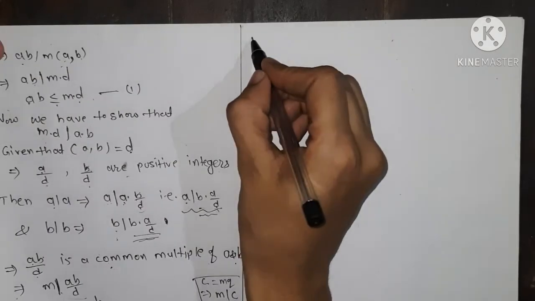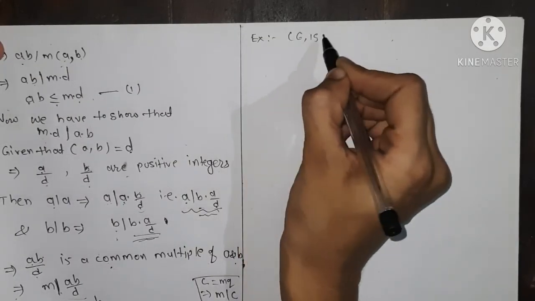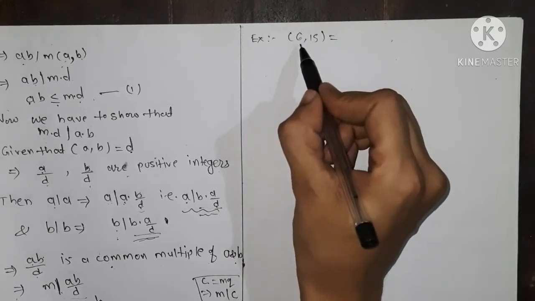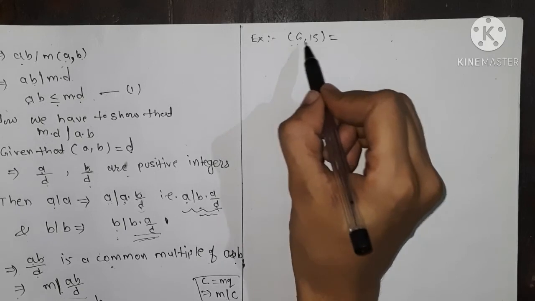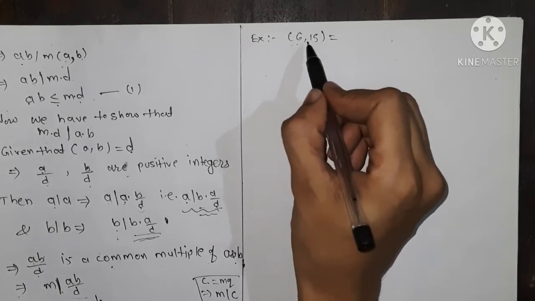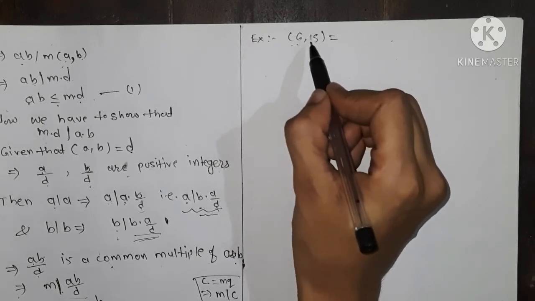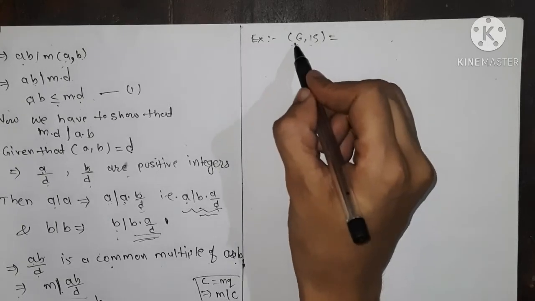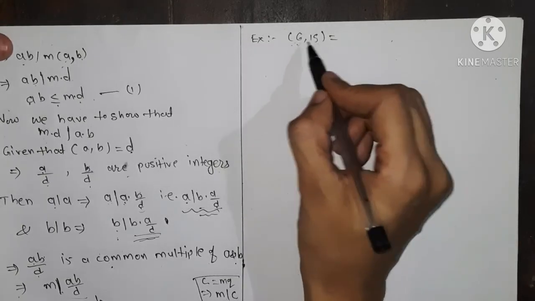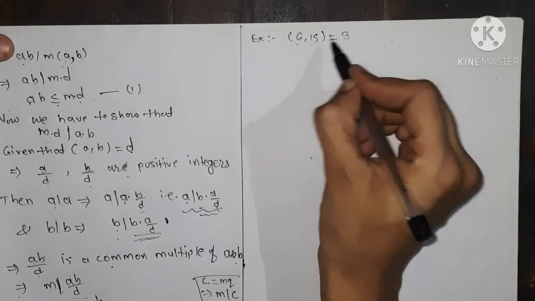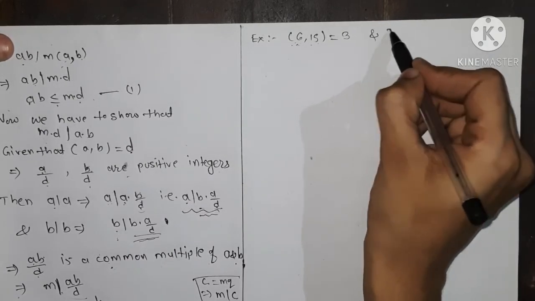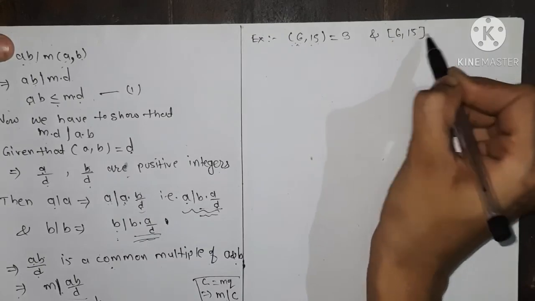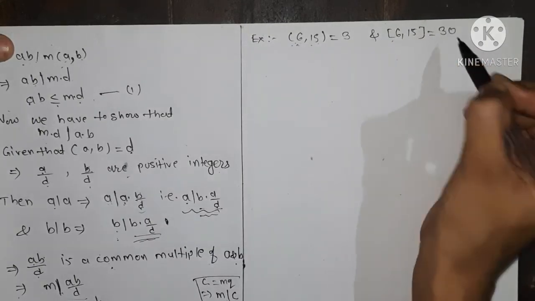Let's see the example here. GCD of 6, 15. The divisor which divides 6 and 15 both. Okay, the number which divides 6 and 15 both is 3. 3 divides 6 and 3 divides 15. And this is the greatest common divisor which divides both. So we take 3 as the GCD of 6, 15. And LCM of 6, 15 is equal to 30.